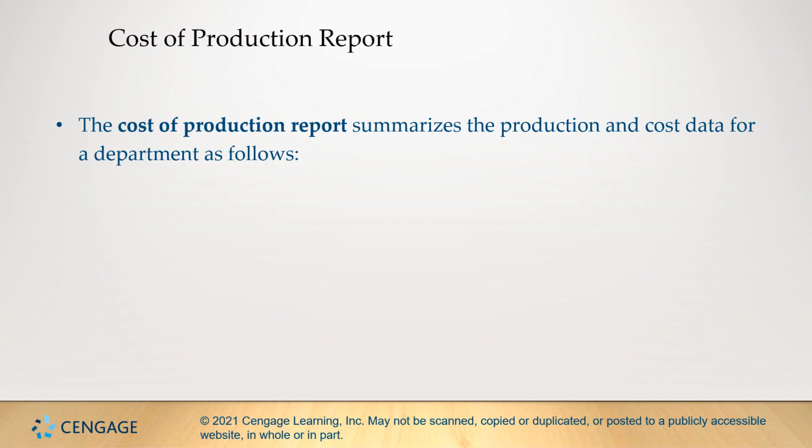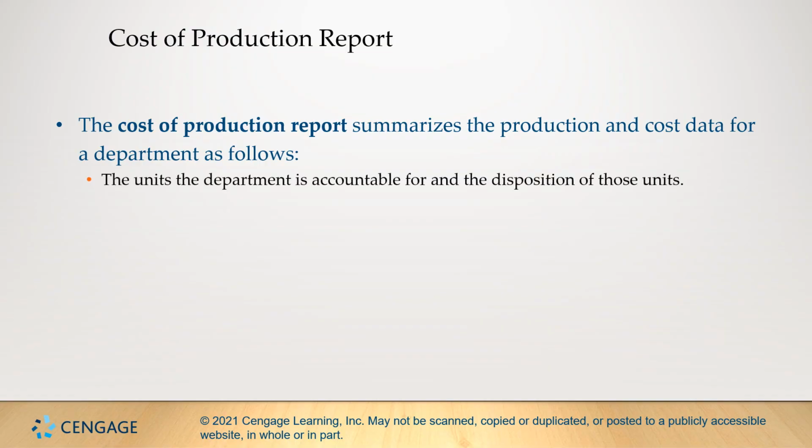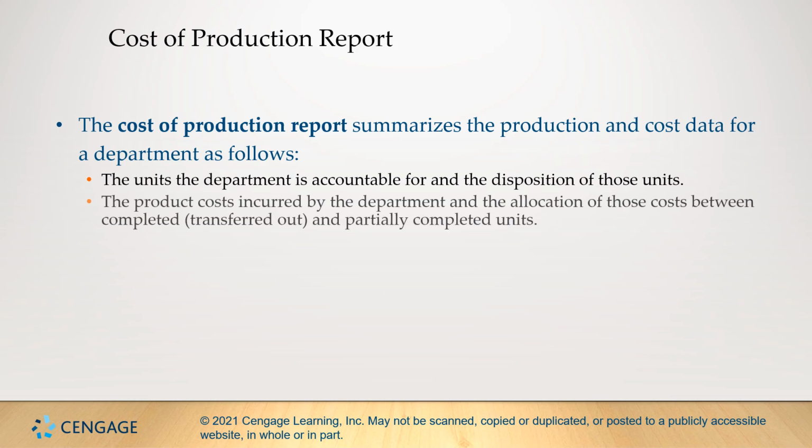To track these costs incurred by each department, manufacturers use a cost of production report to summarize the production and cost data. This report calculates the units of product for which the department is accountable and how those units are disposed. It also summarizes how the costs incurred are allocated between the units that were transferred out and the units still in process as of the end of the period.